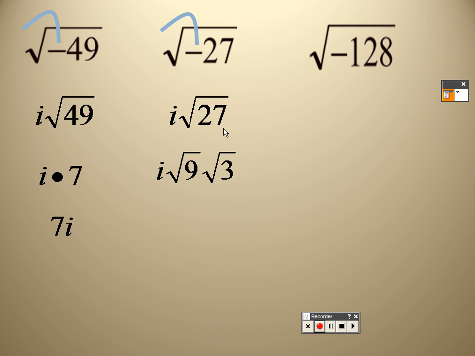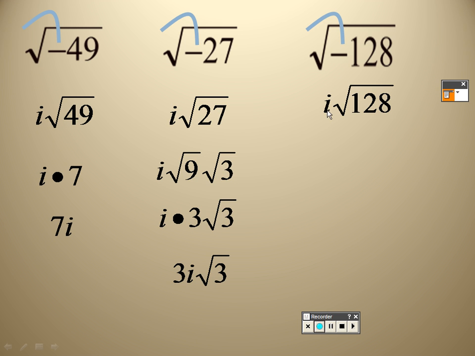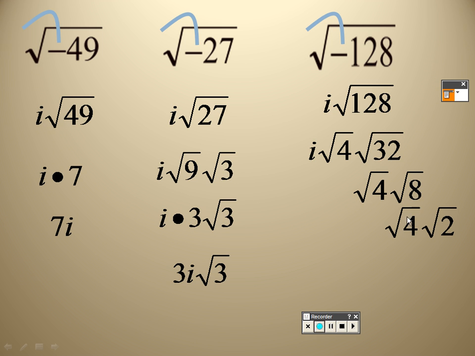Square root of 27 you can separate into root 9 and 3, and the square root of 9 is 3, so it's really a 3i, root 3. Over here, pull out that. Remember, square root of -1 is an i. Separate that into 4 and root 32. Separate 32 into 4 and 8. You can separate 8 into 4 and 2.